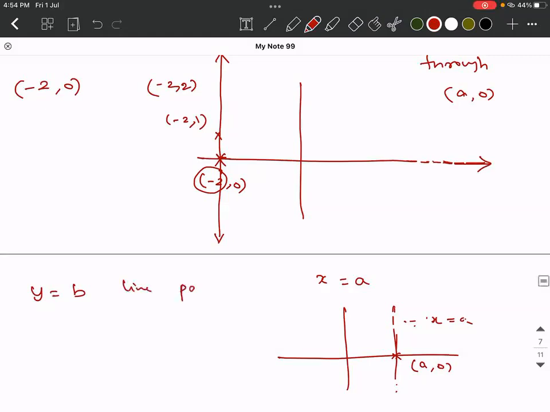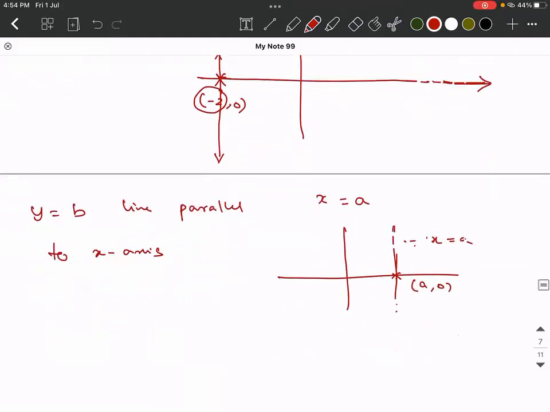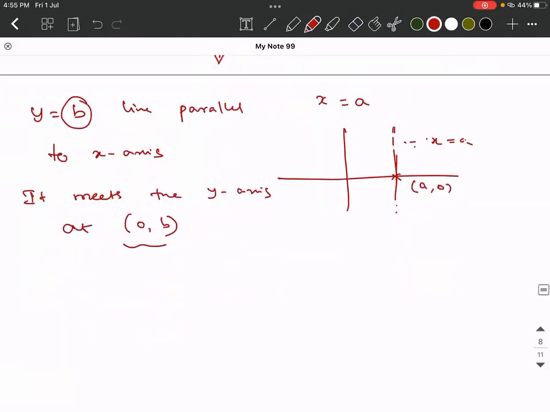It is a line parallel to the x-axis, and it meets the y-axis at (0, b). So how did I find (0, b)? Because the y value is b. So wherever it is meeting the y-axis, on the y-axis, what is the x coordinate? 0. Because y is equal to b will be a line like this. So it meets the y-axis at this point. So this is (0, b).